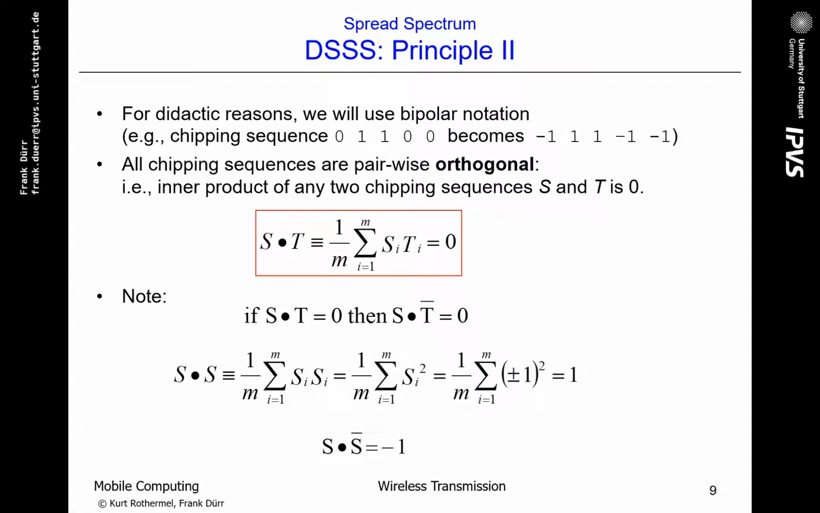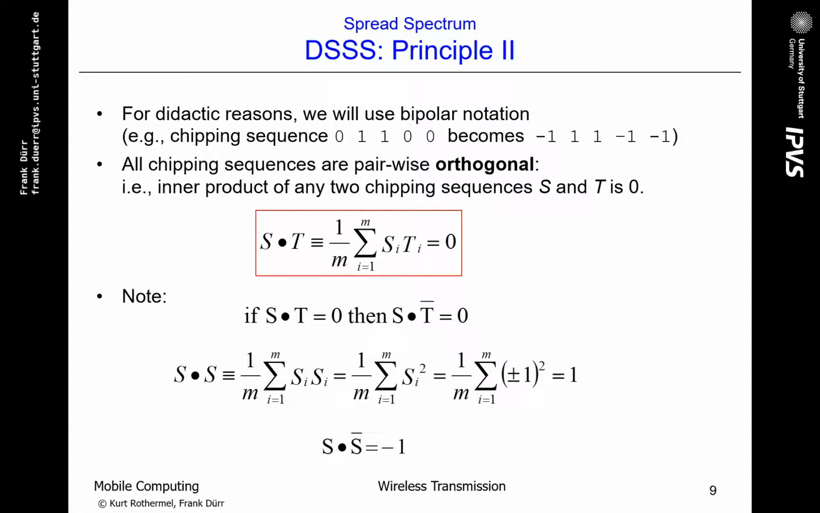Now, when are two vectors in Euclidean space orthogonal, then you get a dot product of what value? Of 0. That means if the dot product of two vectors is 0, then the two vectors are orthogonal in Euclidean space. It's exactly the same idea here for our chipping sequences. If two chipping sequences are orthogonal, then their inner product as defined here is also 0. So inner product 0 means the two chipping sequences are orthogonal.